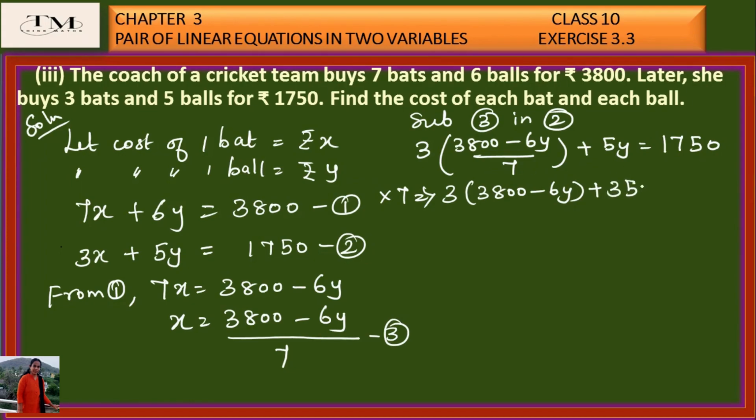So 5 sevens are 35. Here when we multiply by 7: 0 sevens are 0, 5 sevens are 35, balance 3; 7 sevens are 49, 49 plus 3 is 52, balance 5; 1 seven is 7, 7 plus 5 is 12. So this implies 3 into 3,800. So there are two zeros.